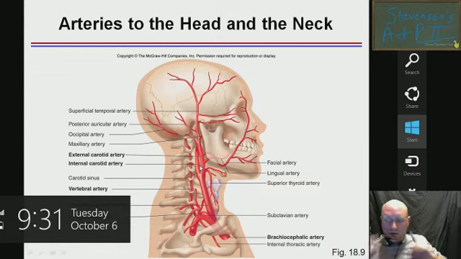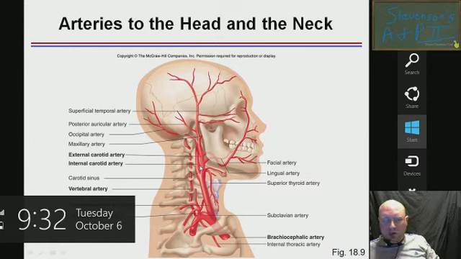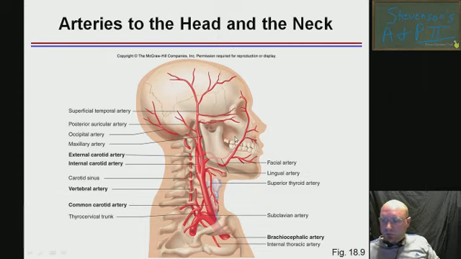Is there an artery for the mandible? Is there a mandibular artery? No. What supplies blood flow to the mandible? That would be the facial artery, and the lingual artery supplies blood to the what? Oh, the tongue, right? Sublingual, under the tongue. Lingual refers to the tongue, so the lingual artery supplies blood flow to the tongue.